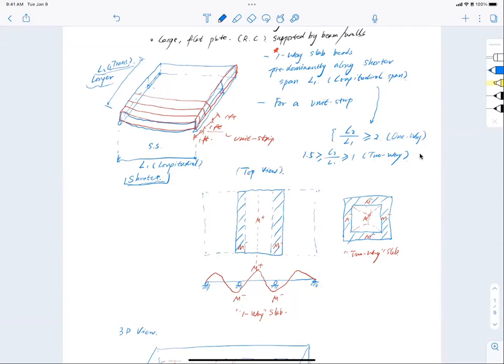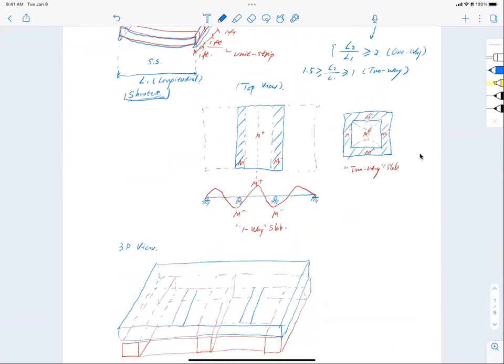Okay. Now also to show you that the key difference between a one-way slab and two-way slab is a moment distribution, right? In a one-way slab, we only see moment in one direction, which is along the longitudinal direction. But in the two-way slab, the moment distribution is actually in both directions. So in our course, we are limiting ourselves to one-way slab design, okay? That's where we're at.